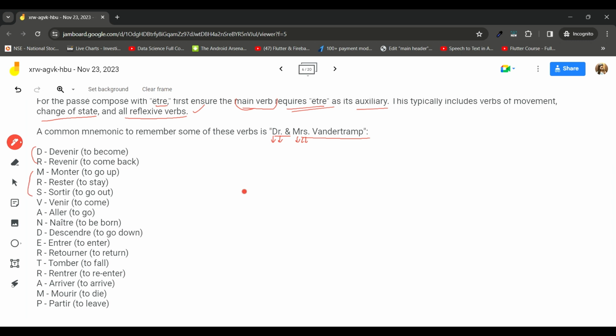Mrs. is monter, rester, sortir. Van der Tromp is venir, aller, naître, descendre, entrer, retourner, tomber, rentrer, arriver, mourir, and partir. So all these are your movement verbs, which show some kind of movement or change of state. I was born and then I died. Right, that is my change of state happening.